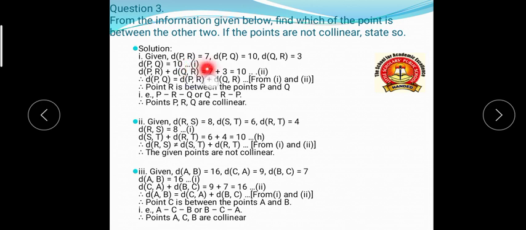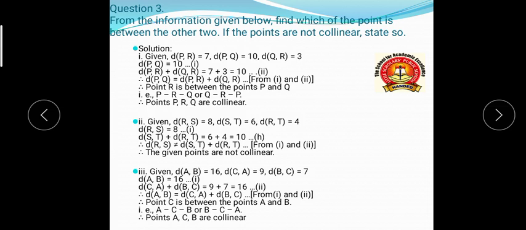Distance of P comma R is equal to 7. Distance of P comma Q is equal to 10. Distance of Q comma R is equal to 3. Now distance of PQ is equal to 10. That is the first equation. Now see, from these three, which one is the biggest? 10. So I am taking the first as the biggest one. Now if you add the two smaller numbers and it is equal to the bigger number, then you can say that the points are collinear.